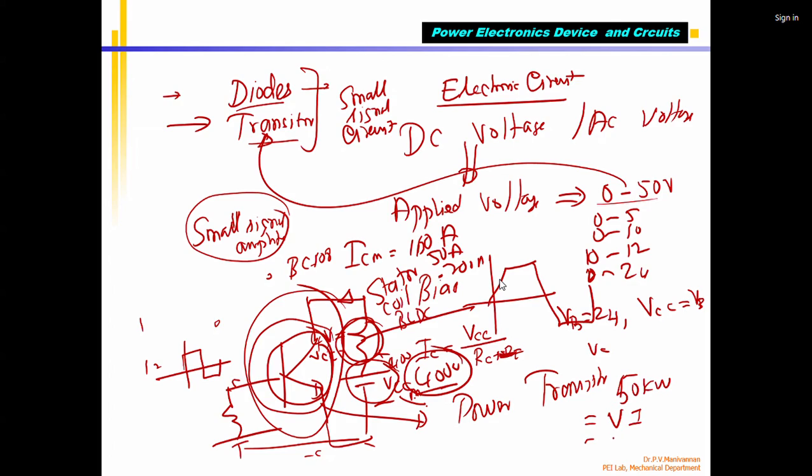So if my voltage is say 500 volts, what is my I? I equals P divided by V, 50,000 divided by 500. The current IC will be 100 amps. So a transistor which can allow 100 amps current to flow through the coil, and can accept 500 volts, is called a power transistor.